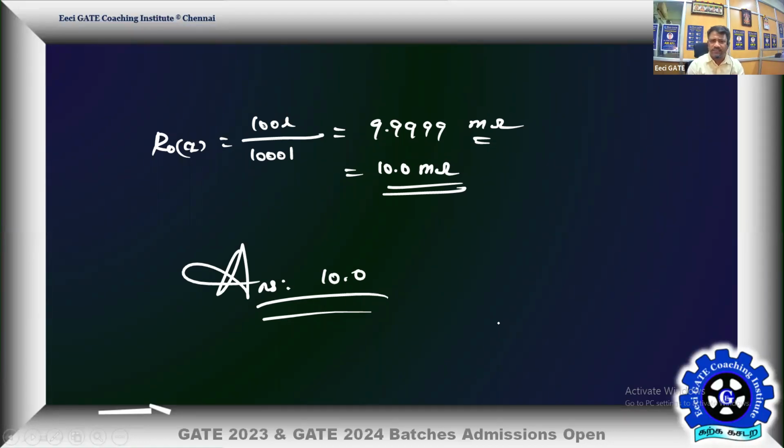Simply voltage series feedback: voltage output, voltage feedback, feedback topology. So that's your answer.